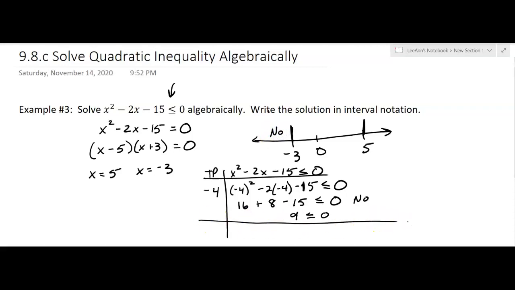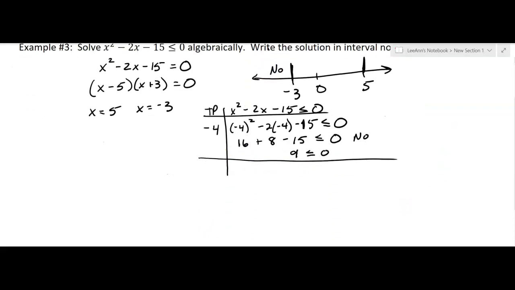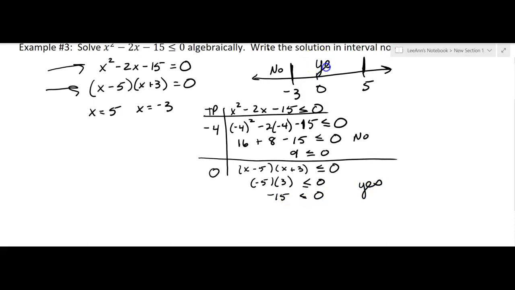All right. Now pick a test point, a number between negative 3 and 5. Maybe I want to pick 0. Now you don't have to use the multiplied out part. You could use the factored part if you want. So you could say x minus 5 times x plus 3, is that less than or equal to 0? Well, if I put 0 in, I'd have negative 5 times 3, which is going to be a negative 15. So yeah, that's less than or equal to 0. So yes, that section works. So just by picking one point, I know whether the whole section between negative 3 and 5 works or doesn't work.